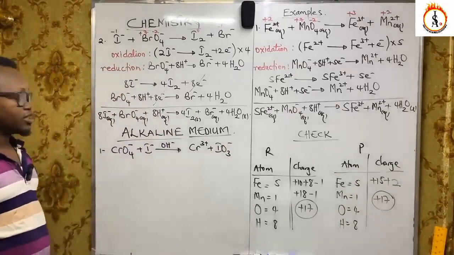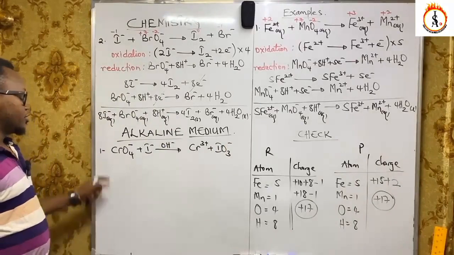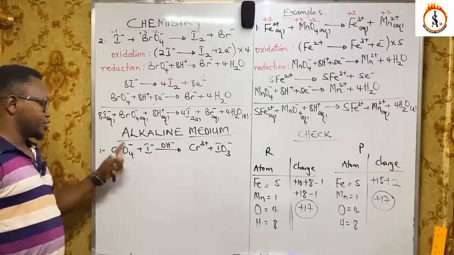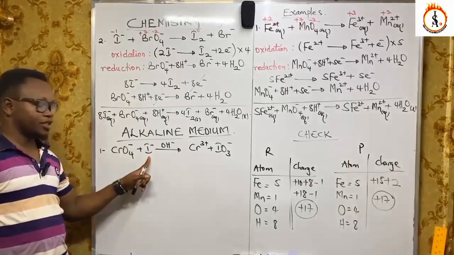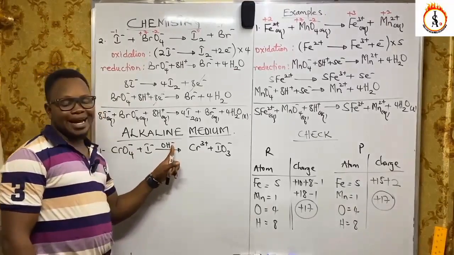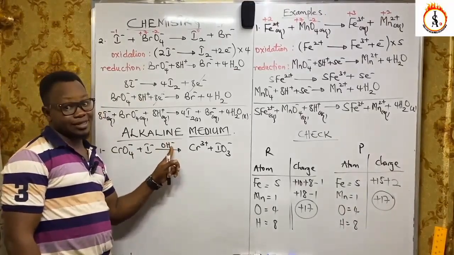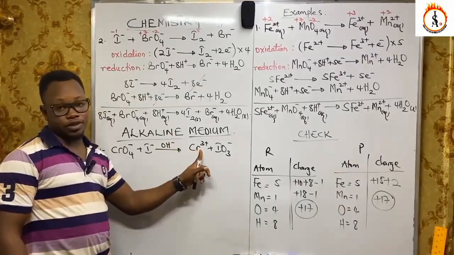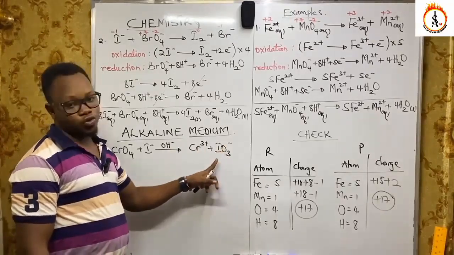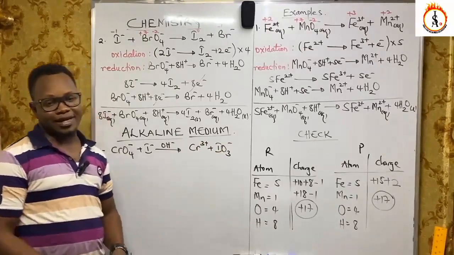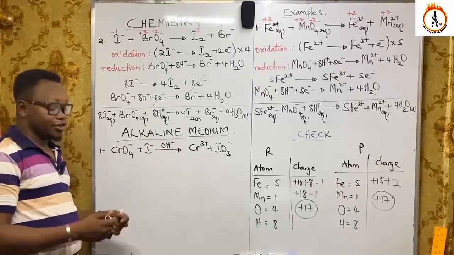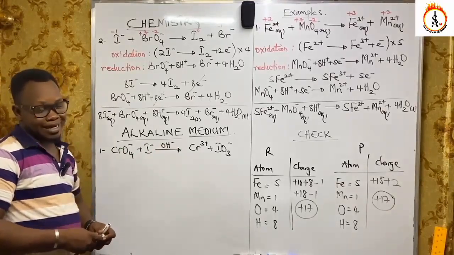Okay, this is the first example that we have. We have the tetraoxochromate 7 that is reacting with the iodide ion in an alkaline medium. This OH minus tells you this is in an alkaline medium, to produce the chromate ion and the trioxoiodate 5 ion. This is the equation that we are to balance using the concept of alkaline medium.